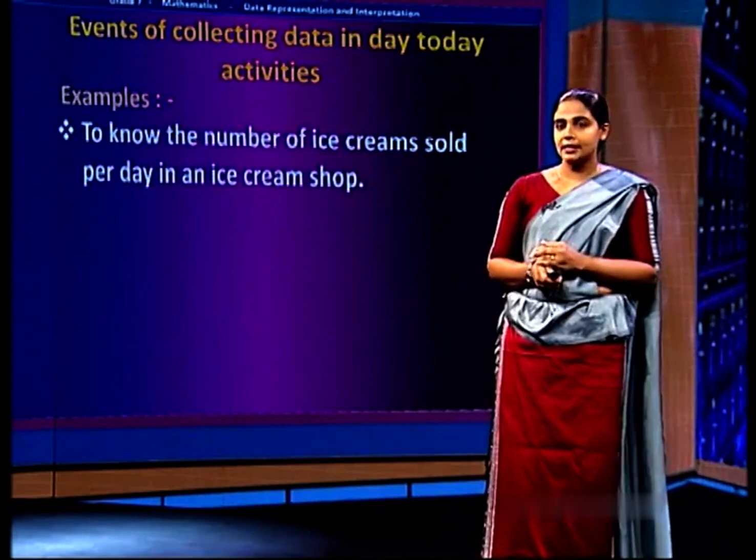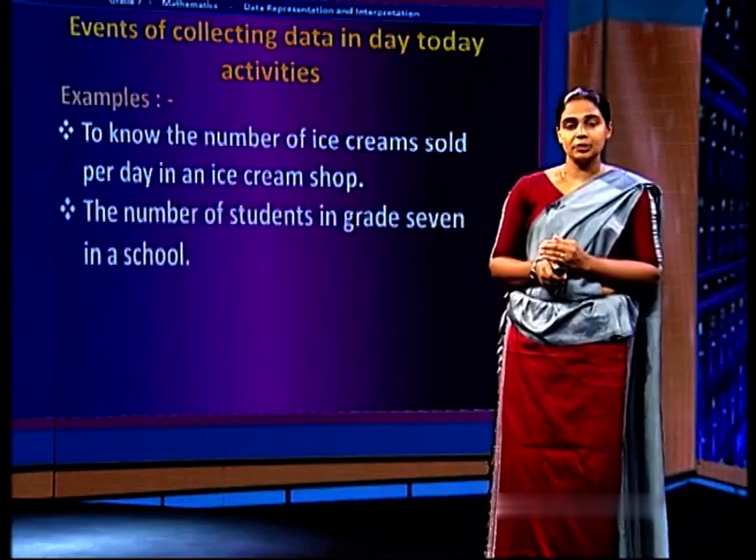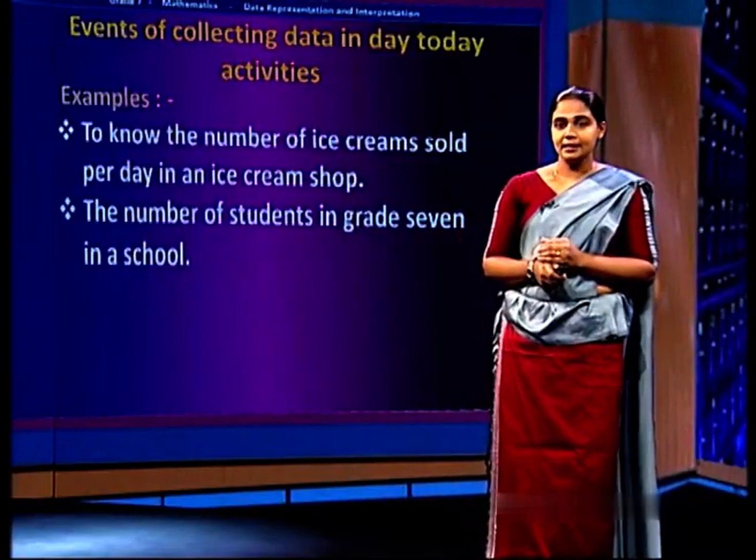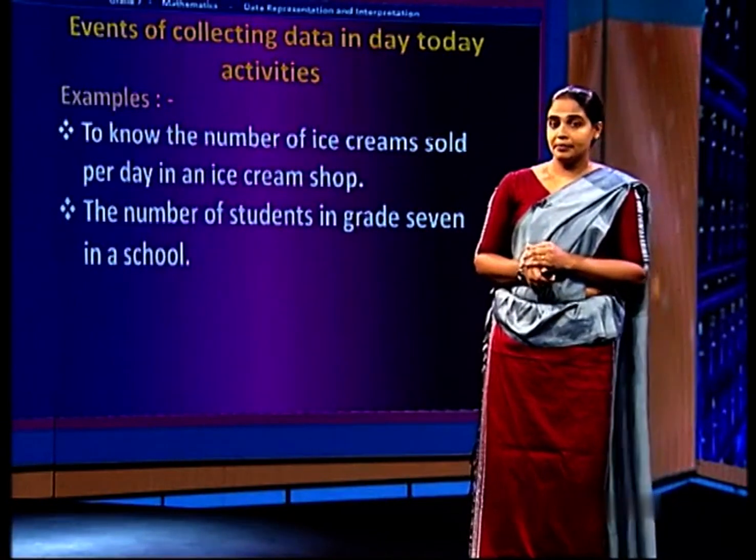Next, let's go to another example. The number of students in grade 7 in a school. Your principal wants to know the number of students in grade 7. Then there is a sectional head. He or she can collect data from class to class. Then, getting the sum of the numbers of each class, he or she can know the total number of students in grade 7. Then, my dear kids, we have to identify more examples.